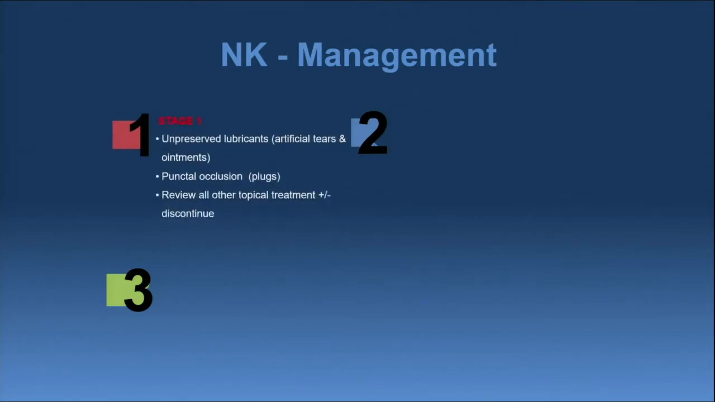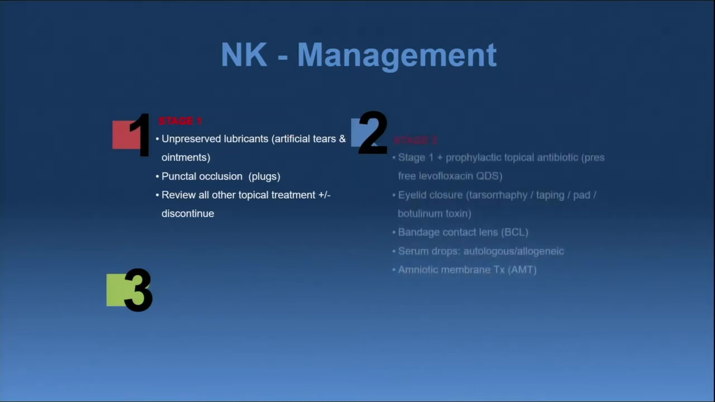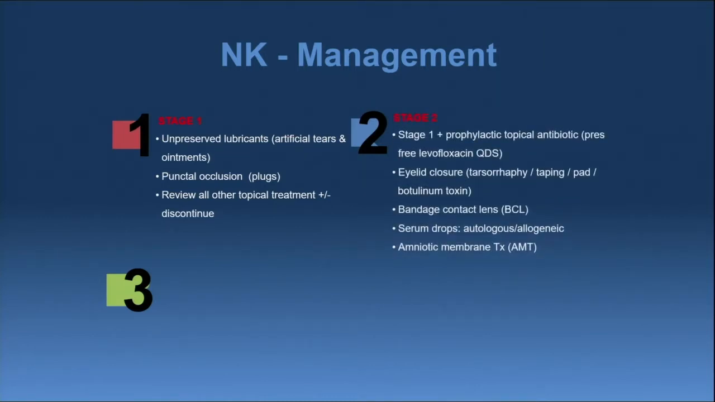In terms of management, you have to grade the patient's stage based on the Mackie classification. For stage one, the first thing you need to do is review all the topical treatment and try to discontinue most of it because of toxicity that will make the corneal surface worse. Also try to use preservative-free lubricants and punctal occlusion. For stage two, use what you use for stage one, plus prophylactic antibiotic therapy, eyelid closure, either with tape or botulinum toxin, bandage contact lens, and serum drops, autologous or allogeneic.